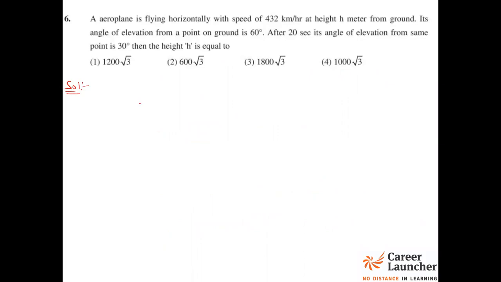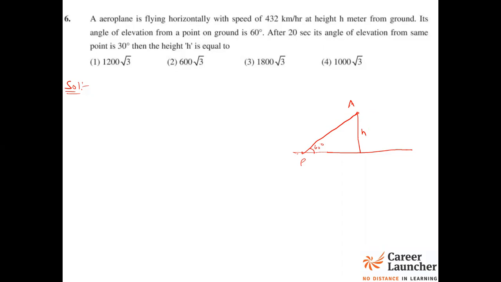The aeroplane is flying horizontally with a speed of 432 km per hour at a height h meter from the ground. So let us draw a diagram for this type of question. Let us consider this is the ground. Now, let us consider the aeroplane is here. It is flying at a height h. Its angle of elevation from a point on the ground is 60 degrees. So let us say at some point P on this ground, the angle of elevation is given as 60 degrees.